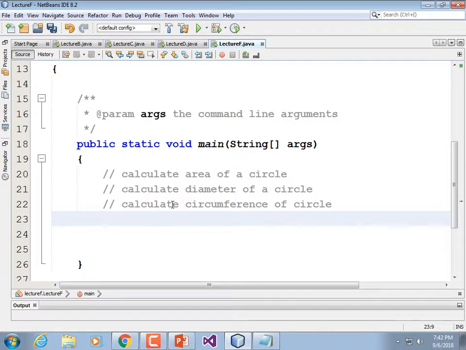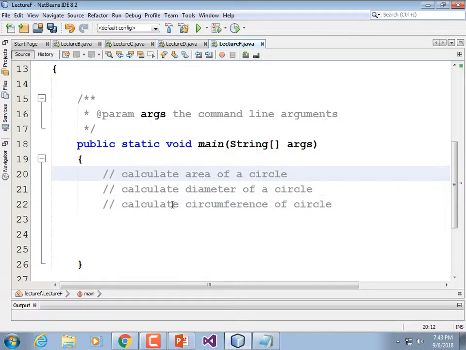So what do I need to do? I need to ask the user what they want to do, and then I need to perform it. The asking of it is going to be an input statement. We're going to need a scanner. And then deciding which one we want to do is probably going to be a bunch of if-else-ifs. And we may want to let it loop until the user is done. So why don't we go ahead and throw a loop in? But first I'm going to create the scanner.